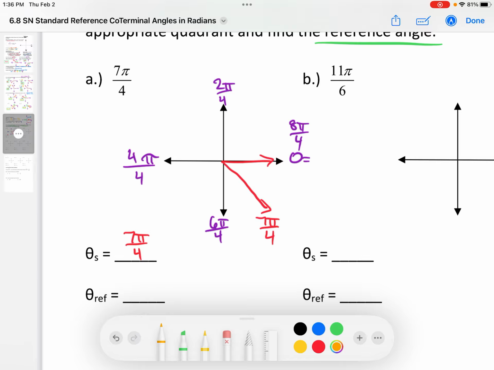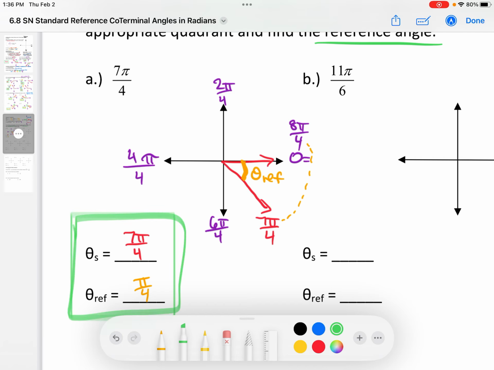And we want to find the reference angle. Reference angle always goes to the x-axis. So our reference angle will always go from where we end to the x-axis. That reference angle is going to be pi over 4. It's from 7 pi over 4 to 8 pi over 4. It's 1 pi over 4. So there's your standard and reference angles here.